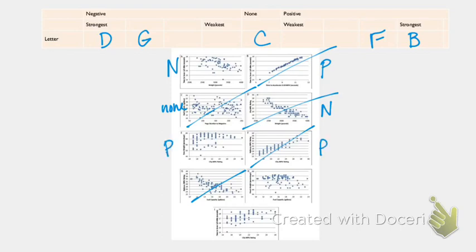Positive, positive, negative. I think it should be an I after C. I'm going backwards. Oh, I got you. I think A goes after G. Yeah, A goes after G. And then probably H. How is H negative? Yeah, but look at H.